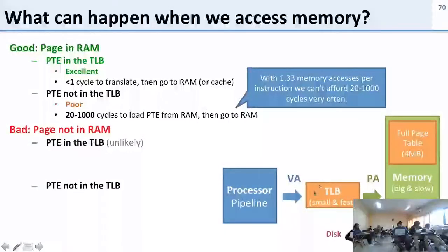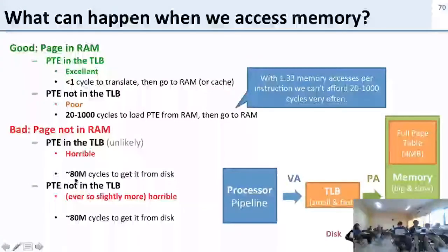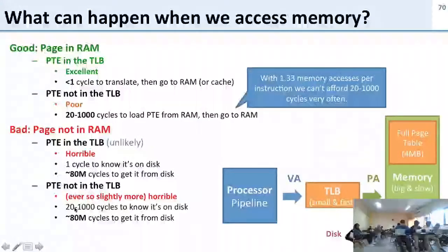The other option is that the page table entry is not in the TLB and we have to go to the full page table before we find out it's on disk. So this case is horrible. This case over here is just slightly more horrible. Not really much of a difference between horrible and slightly more horrible. So in both of these cases, we're going to spend millions and millions of cycles trying to get it from disk. In this case up here, where the page is in the TLB, well, we're going to know in one cycle that it's going to take us a ridiculously long time to get it. In this case over here, it's going to take a while before we realize it's going to take a ridiculously long time to get it. So basically, if the page is not in RAM, it doesn't matter if it's in the TLB or not, because you're going to spend so much time trying to go get it from disk.